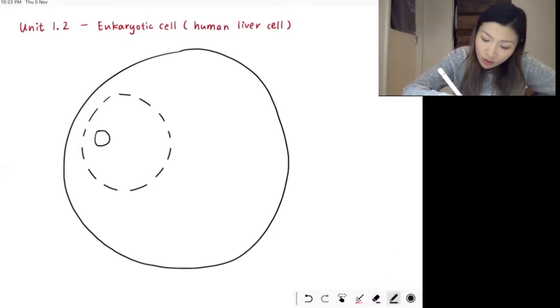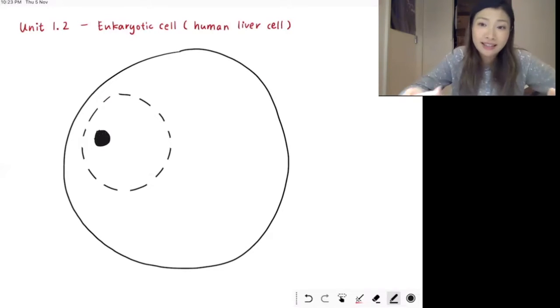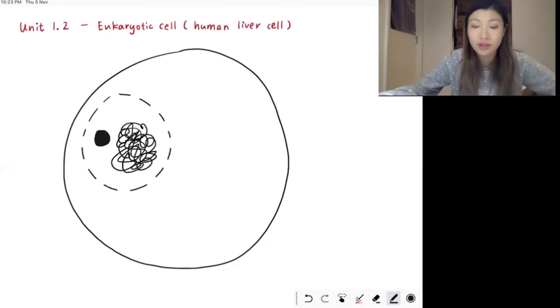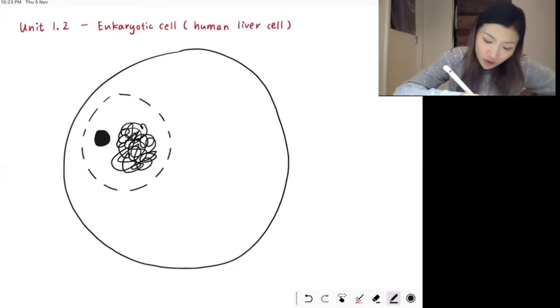And then we draw a smaller circle inside, and I usually shade it in to demonstrate the difference, because that's the nucleolus. Then I would draw some lines inside that represent the chromatin, the DNA that is stored in the nucleus. Moving on, usually I would tilt the paper a little bit so I can draw this easily.